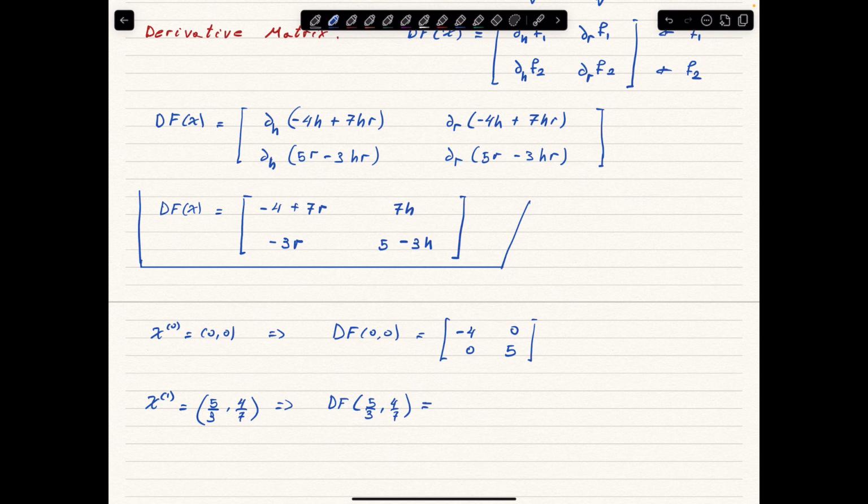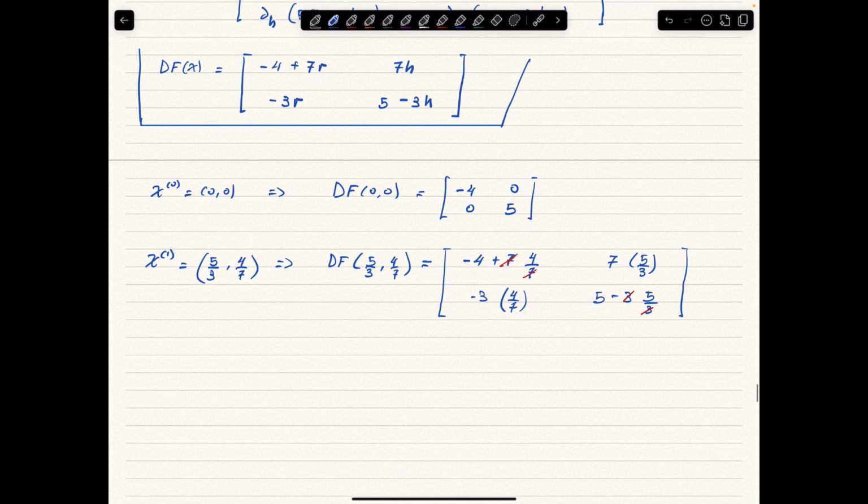Let's go slow. We are going to have negative 4 plus 7 multiplied by r. Recall, this is our r. So r is going to be 4/7, and then we have 7 multiplied by h, which is 5/3. Then we have negative 3 multiplied by r, which is 4/7, and then we have a positive 5 minus 3 multiplied by h. H is the first term, so it's going to be 5/3. So you see what happens. The diagonal elements vanish. We cancel these two and we get 0. We cancel these two and we get 0.